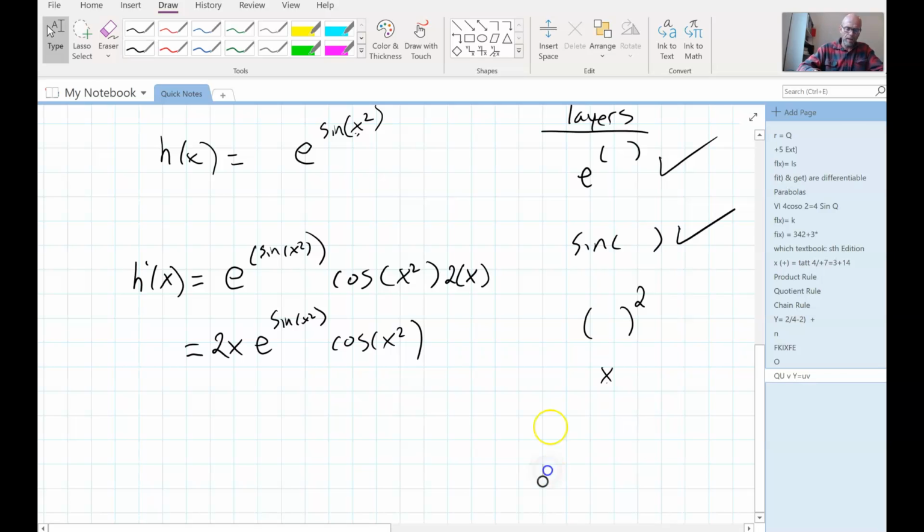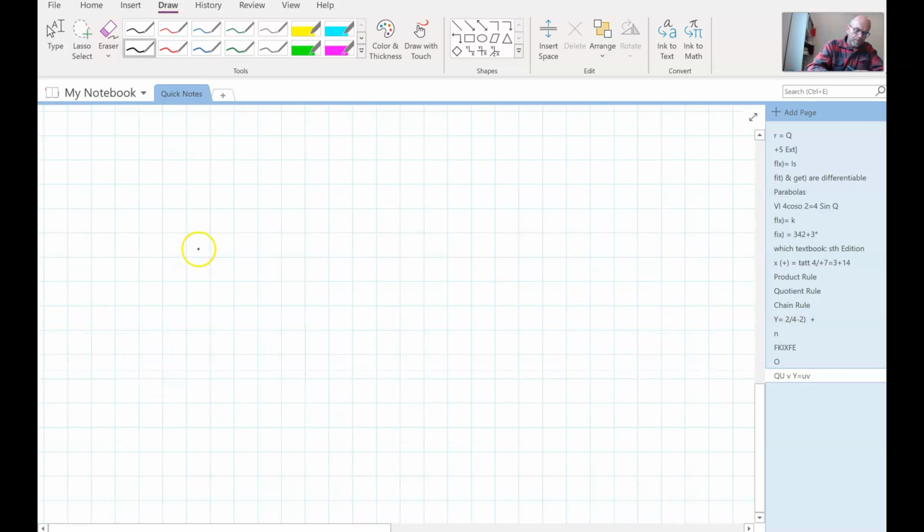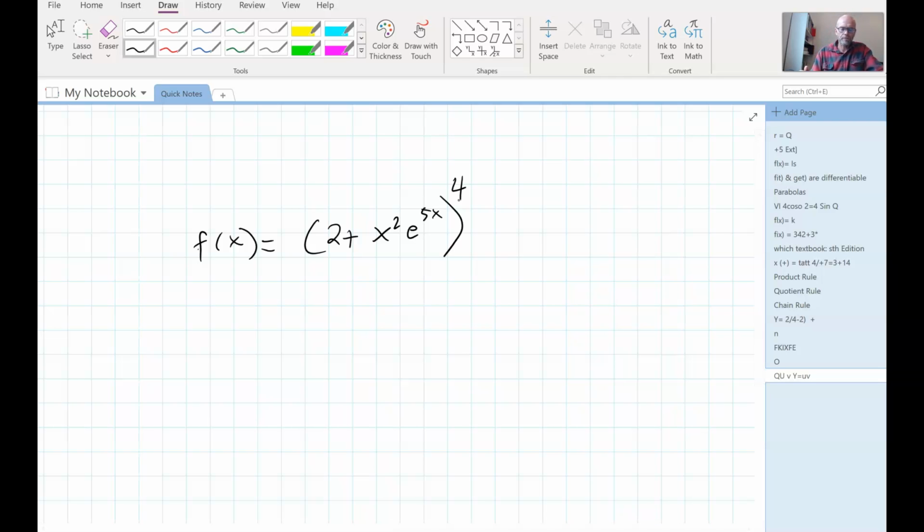Okay, let me do another example of that. f of x equals, let's say, 2 plus x squared e to the 5x, all raised to the 4th power. Let's make it fun. That's good for now. Okay, so once again, we think about this.